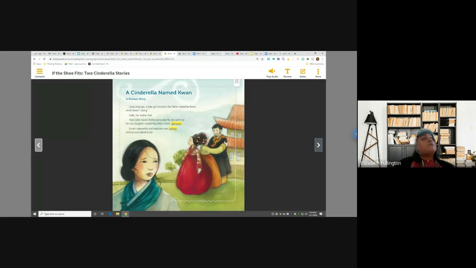So tracking and reading. Ready? A Cinderella named Quan. A Korean story. Long, long ago, a baby girl was born. Her father named her Quan, which means strong. Sadly, her mother died. Years later, Quan's father remarried. His new wife had her own daughter named He, which means pleasure. Quan's stepmother and stepsister were jealous of Quan and unkind to her.